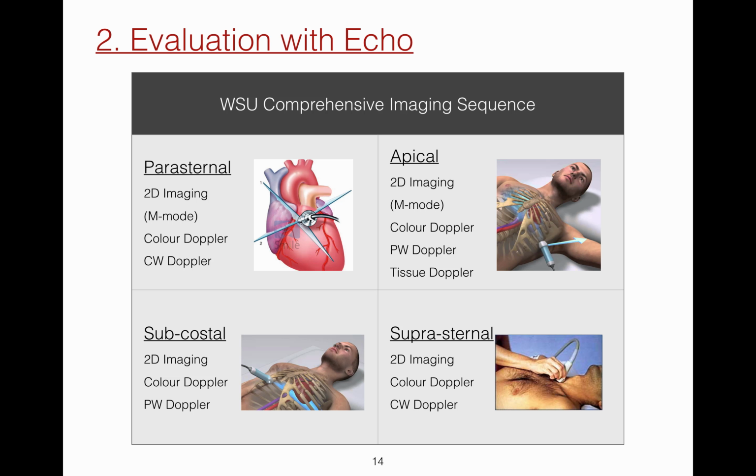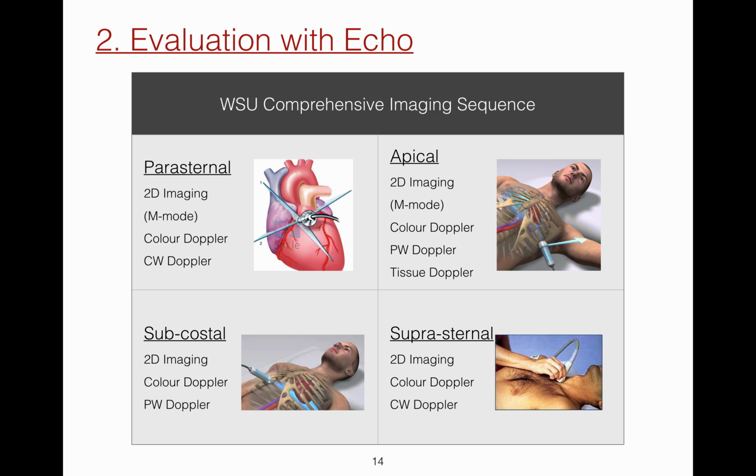Evaluating valve disease with echo. As the name suggests, the Western Sydney University Comprehensive Imaging Sequence indicates images and measurements that should be used to conduct a comprehensive study. It's not an exhaustive list of all images and measurements that can be acquired and measured. It's meant to provide a framework to ensure that an exam is comprehensive and methodical.